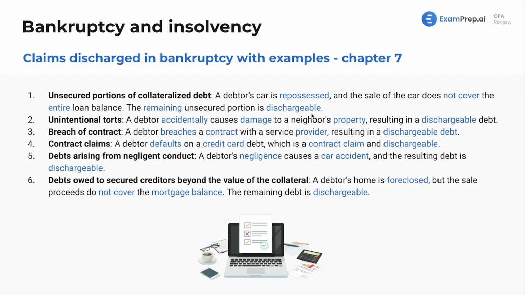So what do we mean by that? You owe someone $10,000. They take your car, they sell your car, and they get $6,000 from it. So you still owe them $4,000. Well, that remaining portion is dischargeable. That $4,000 will be wiped away.